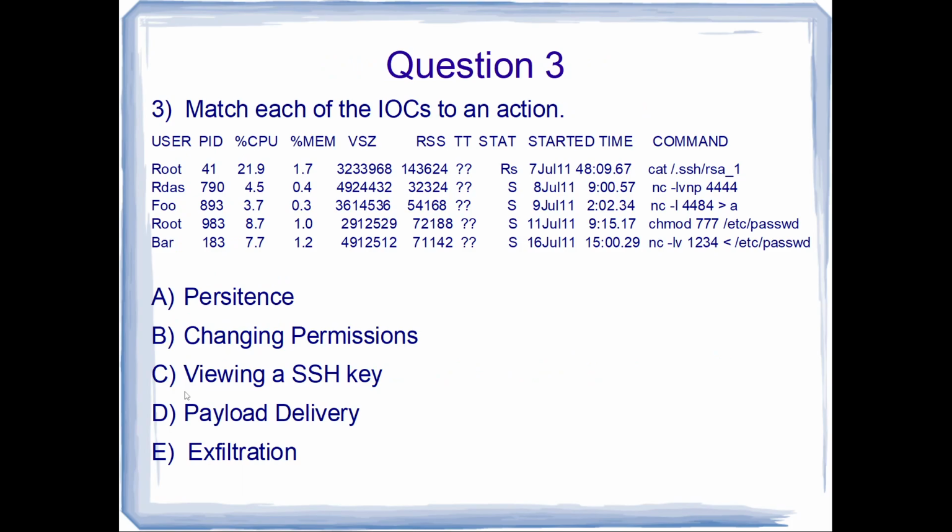Question 3. This is kind of like a PBQ almost. So we have a list of IOCs up here, and we have a list of actions. Match which action to the different IOCs. What are they performing?